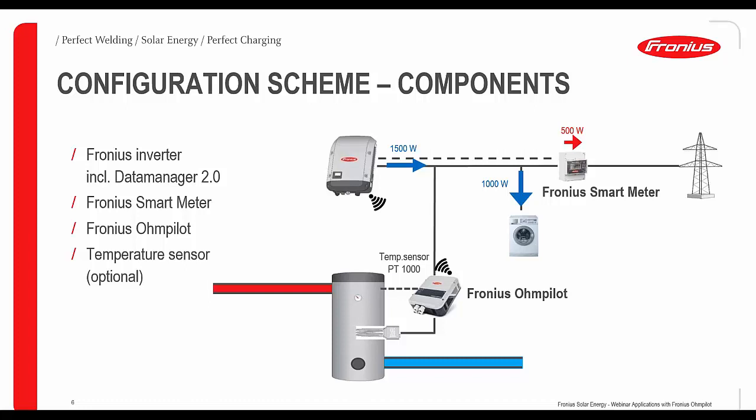But we want to avoid that because we have a very low feed-in tariff, or we have a feed-in limitation, for example. So we want to use these 500 watt, and we now can send, so the Ohmpilot is connected to the inverter, and these 500 watt will be sent to the heating rod, and hot water will be generated. So we only use the surplus energy in this scenario.